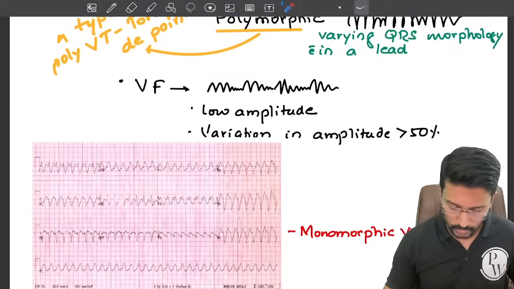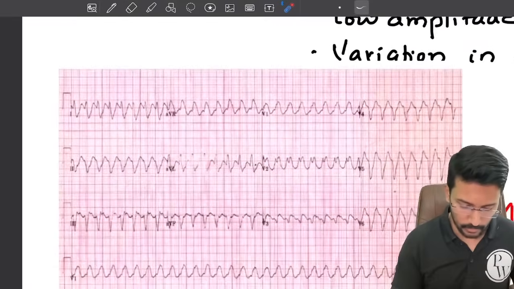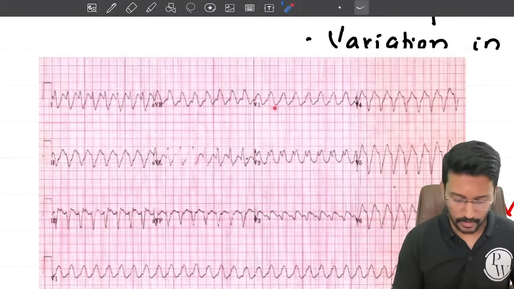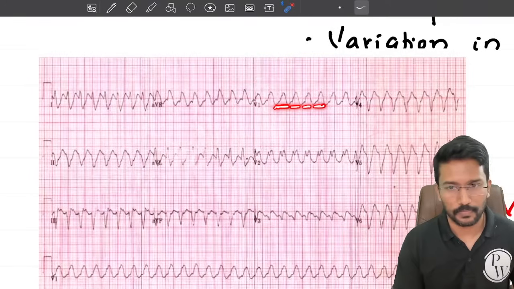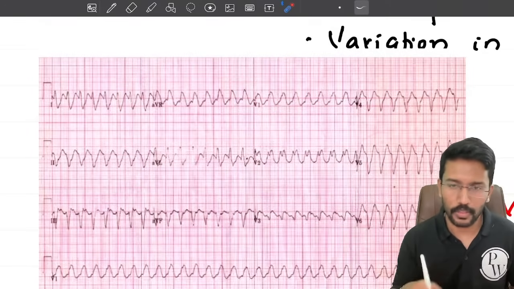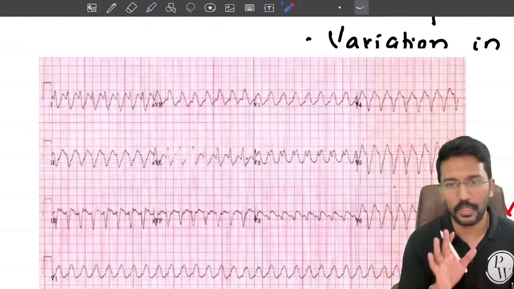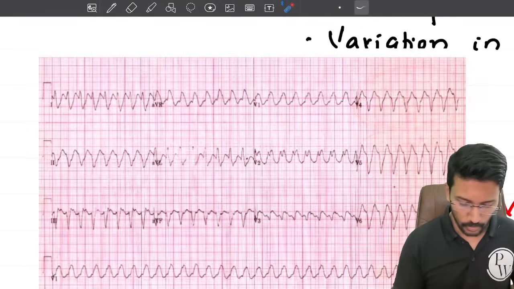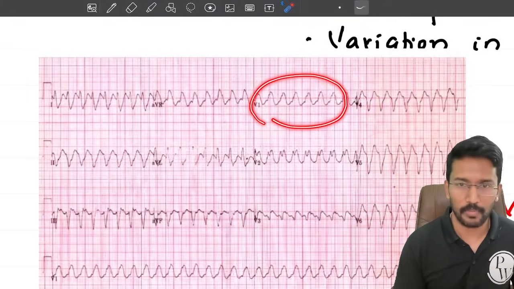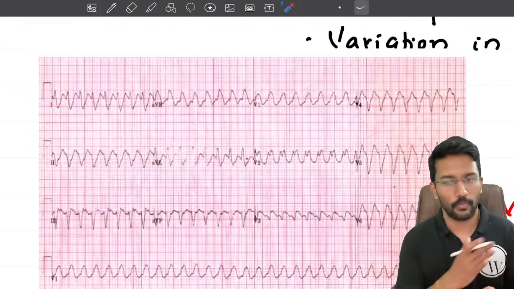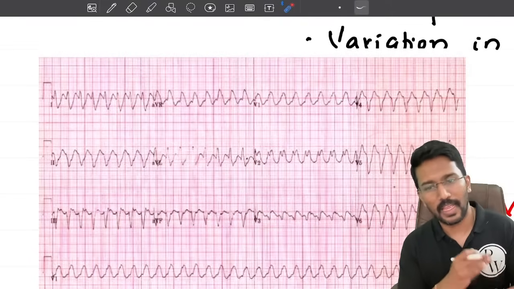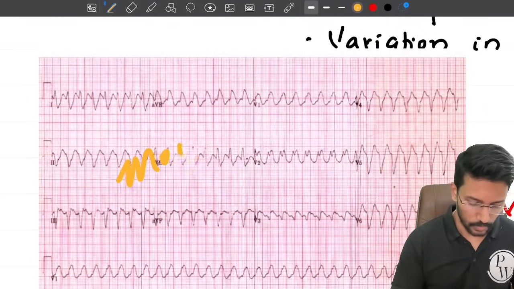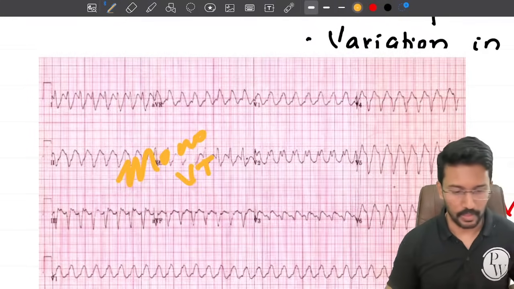Okay, so let me give you 3 ECGs and you identify which one is which. What is this ECG? All of us agree that the QRS complexes are very wide, right? Wide QRS complexes. And you take any lead, all the QRS complexes in one particular lead look the same, right? Look at V4, all the QRS complexes look the same amplitude. Look at V1, all the QRS complexes look the same. So then what is it? Wide QRS complexes with the same amplitude in any given lead. That is nothing but a typical case of monomorphic VT, right?